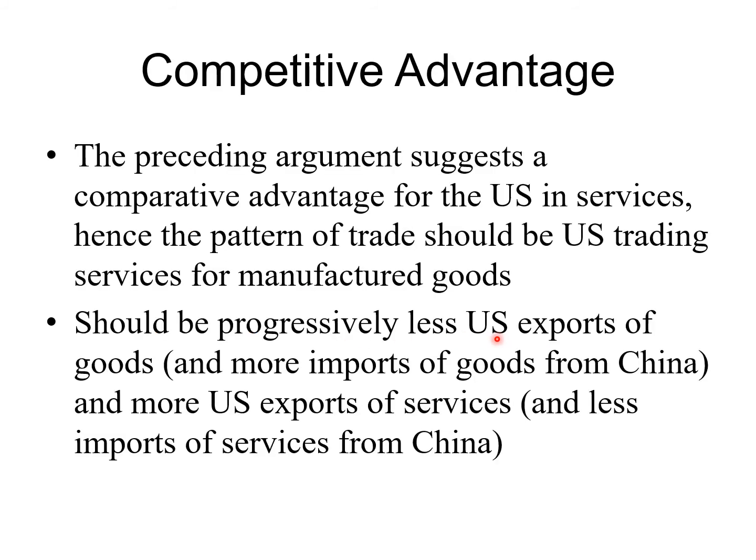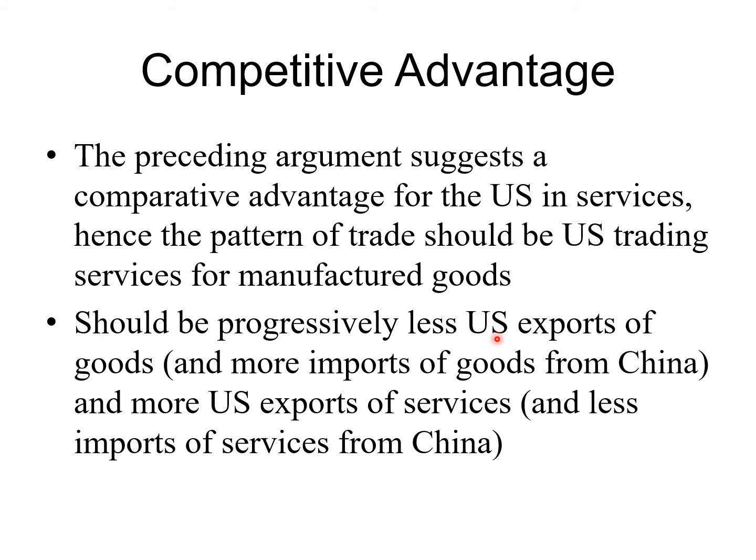Based on this argument, okay, what you would expect to see in terms of a trade, and that's what we're dealing with here, is we're trying to explain and we're trying to predict. What we would expect to see based on this comparative advantage idea is that the U.S. would produce services and specialize in services and then sell those for manufacturing goods. And that China would do exactly the opposite. They'd specialize in manufacturing goods and sell them for services.